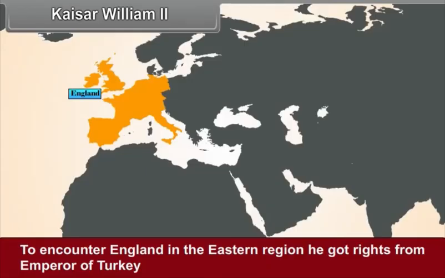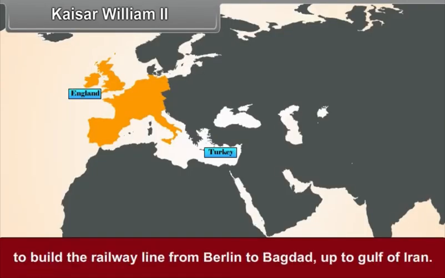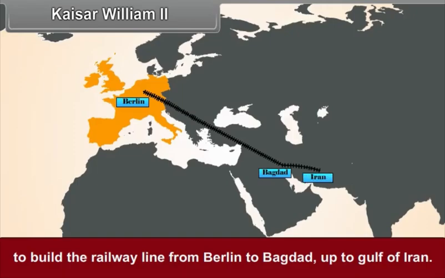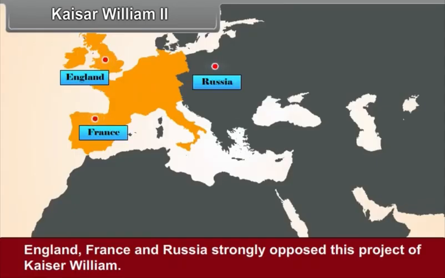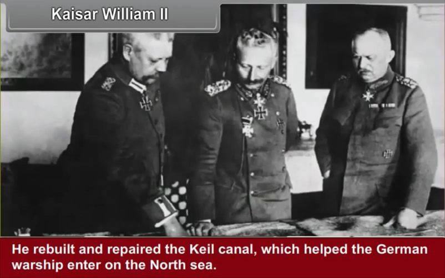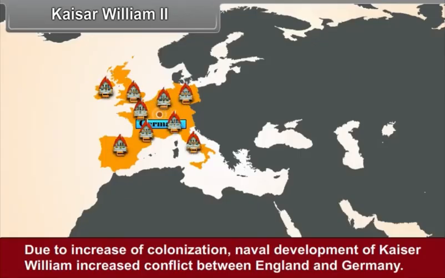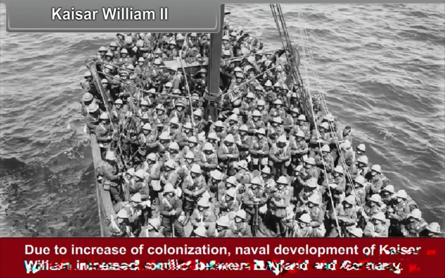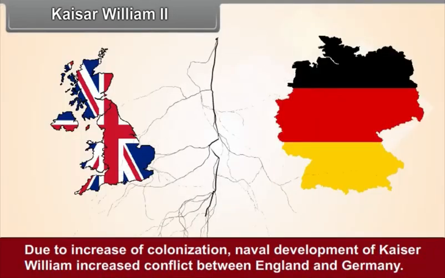To counter England in the eastern region, he got rights from the Emperor of Turkey to build a railway line from Berlin to Baghdad, up to the Persian Gulf. England, France and Russia strongly opposed this project of Kaiser William. That is why he could not complete the Berlin-Baghdad railway route. He rebuilt and repaired the Kiel Canal, which helped the German warships enter the North Sea. Due to the increase of colonization, the naval development of Kaiser William increased conflict between England and Germany.